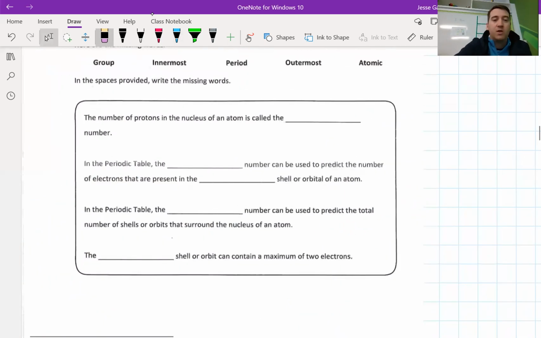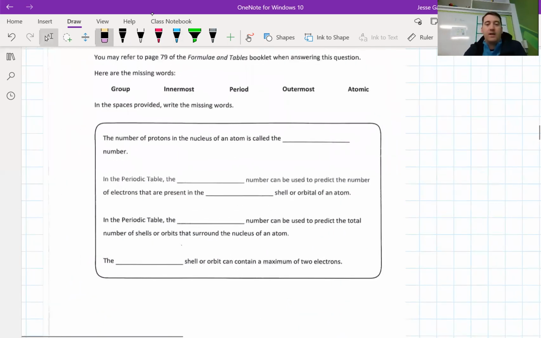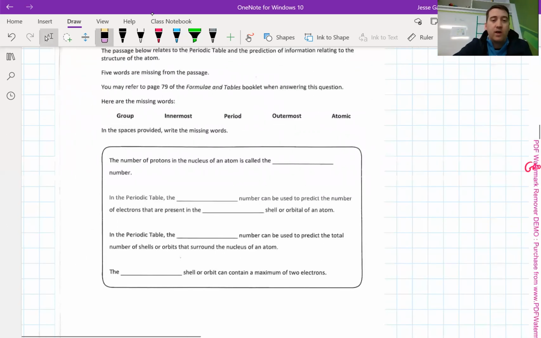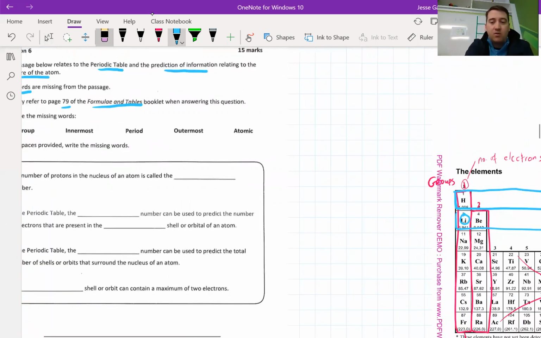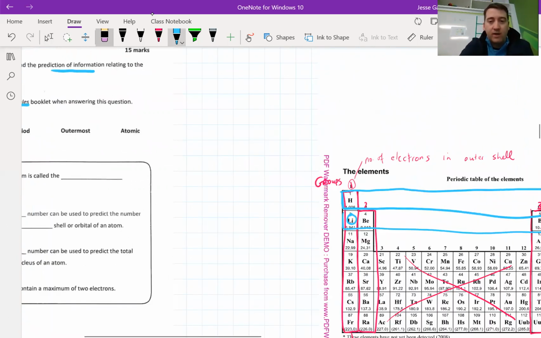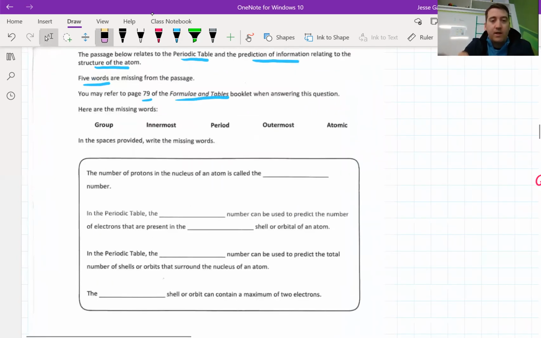So what I want you to do is pause the video and take a look, not just yet, actually we're going to quickly read it here. It says the passage below relates the periodic table and the prediction of information relating to the structure of the atom. So this is a skill. It's a way you can use the periodic table to give you information about the atoms of the element. It says 5 words are missing from the passage. You may refer to page 79 of the formula and log tables. That's just this picture of a periodic table, and you should always use that during the exam.